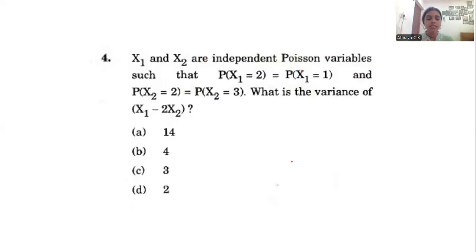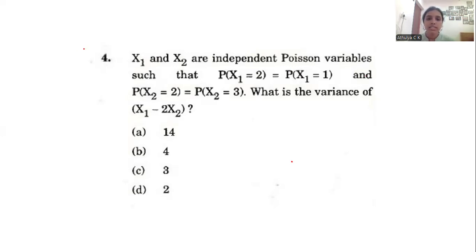So the first question is, X1 and X2 are independent Poisson variables such that P(X1 = 2) is equal to P(X1 = 1) and P(X2 = 2) is equal to P(X2 = 3). What is the variance of X1 minus 2X2?